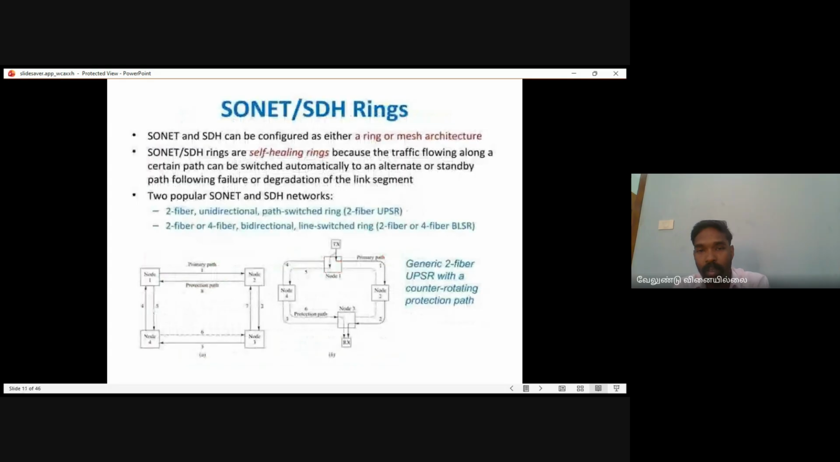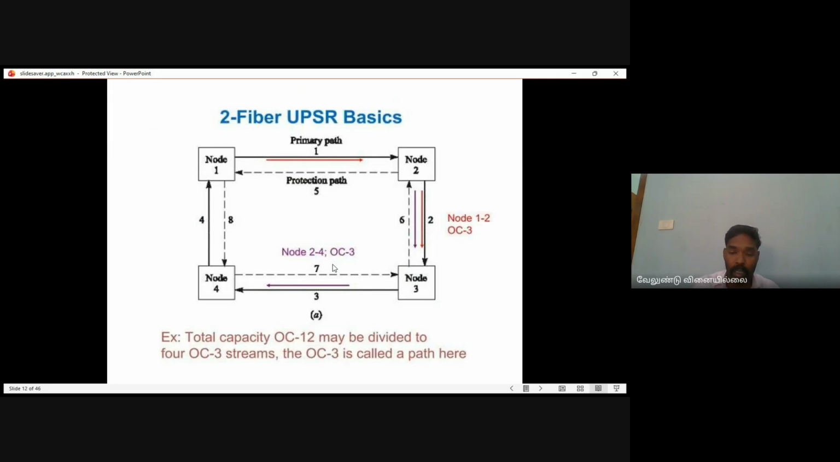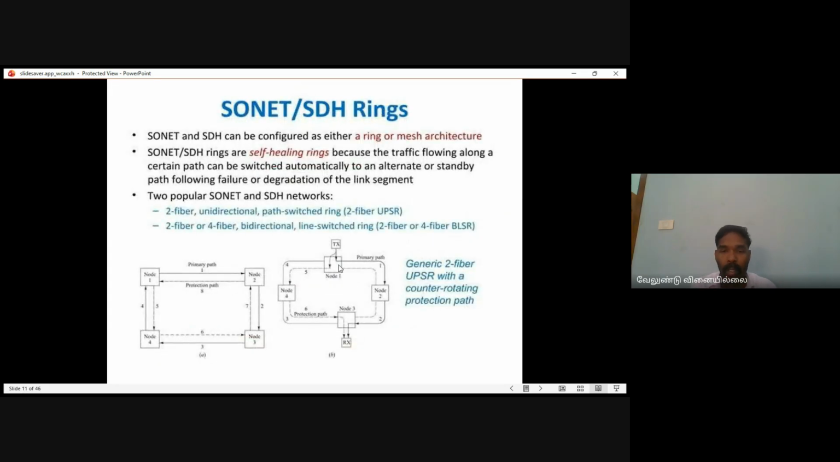Right. Good. So SDH is combined with ring topology and mesh topology. And another thing is self-healing rings. You can see it is a wonderful point. Self-healing rings means the traffic flow along a certain path can be switched automatically to an alternate standby. You got my point? See, there is a ring available. Assume that this primary path has traffic, completely congested. Automatically what happens? The transmitter is diverted to the trafficless path. So it's called self-healing rings.